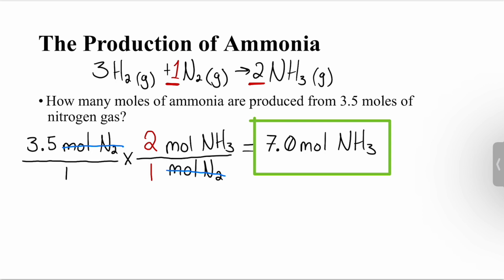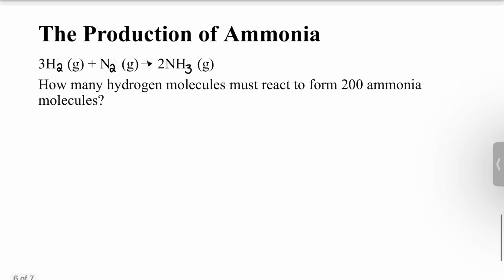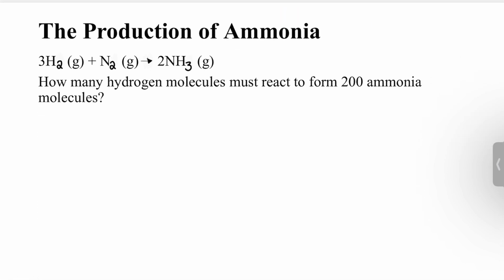And that's how we use a mole ratio that comes from our balanced chemical equation to convert from moles of one substance to moles of another. Now let's look at a slightly more complicated example, okay? So we're still going to use the same equation, the production of ammonia, but this time it says how many hydrogen molecules must react to form 200 ammonia molecules.